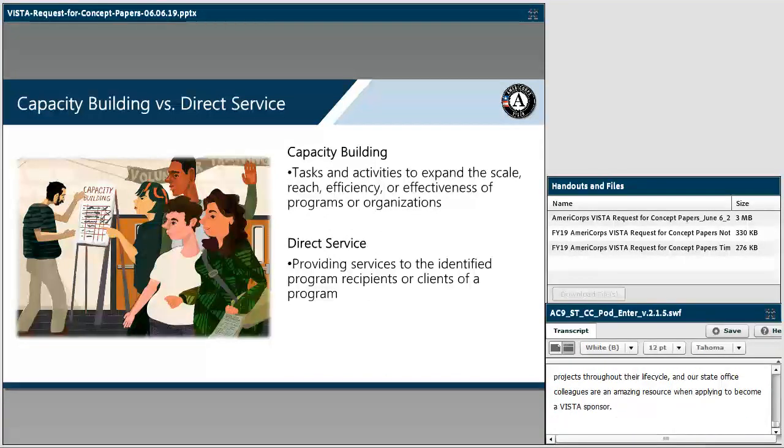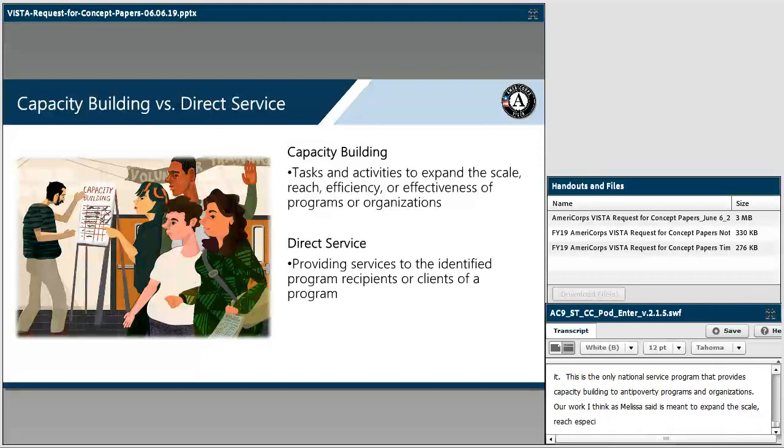So one thing I want to really point out too is the difference between VISTA and other CNCS programs. Again, this may be super familiar to you if you're a longtime VISTA partner, but this is such an important point. We really want to take just a minute and linger on it. So this is the only national service program that provides capacity building to anti-poverty programs and organizations. Our work, I think as Melissa said, is meant to expand the scale, reach, efficiency, and effectiveness of programs or organizations.